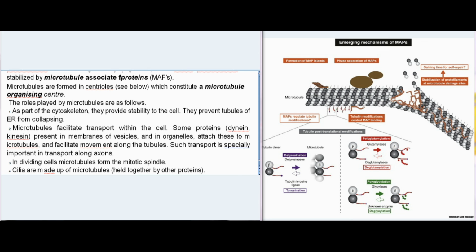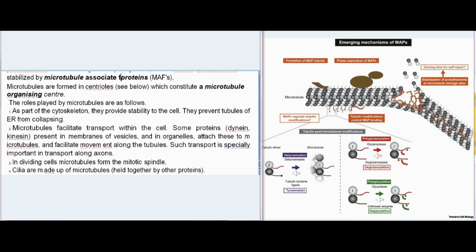The roles played by microtubules are as follows. As part of the cytoskeleton, they provide stability to the cell. They prevent tubules of ER from collapsing. Microtubules facilitate transport within the cell. Some proteins, dynein and kinesin, present in membranes of vesicles and in organelles, attach these to microtubules, and facilitate movement along the tubules. Such transport is specially important in transport along axons.